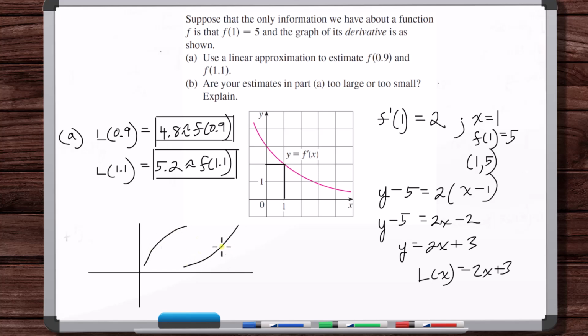If it's concave up, if it's positive, then the tangent line is going to underestimate. If the second derivative is negative, it's going to overestimate. So we don't have enough information. We need the second derivative to know that.